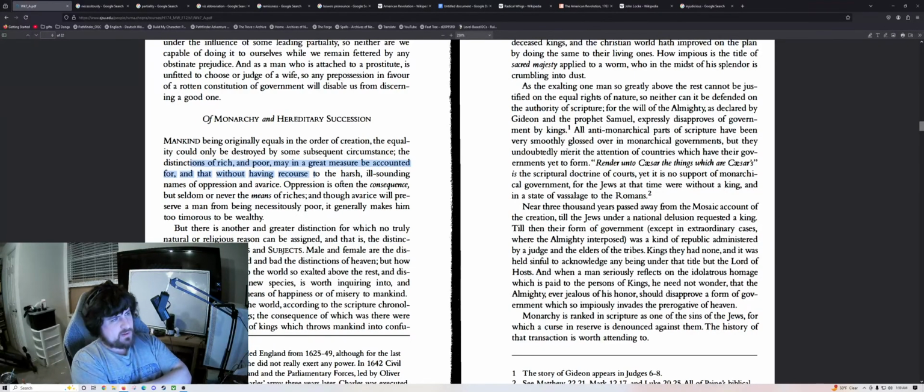So oppression is the consequence, but not because of riches. It's just a consequence of it. And although avarice will preserve man from being necessarily poor, it will generally make him too timorous to be wealthy.